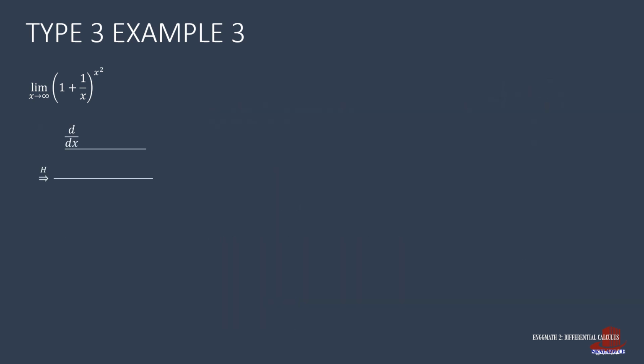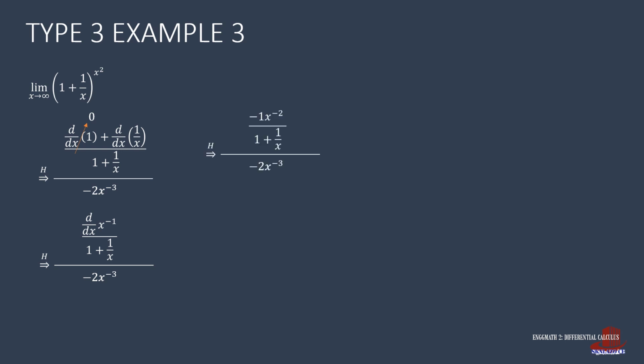Distribute the derivative among the terms in the numerator to get the derivative of 1 plus the derivative of 1 over x. These are all over 1 plus 1 over x. And the denominator's derivative turned out as negative 2 times x raised to negative 3. The derivative of 1 is 0, and 1 over x can be written as x raised to negative 1. Then, the derivative of x raised to negative 1 is negative 1 times x raised to negative 2, which can then be written as negative 1 over x squared.